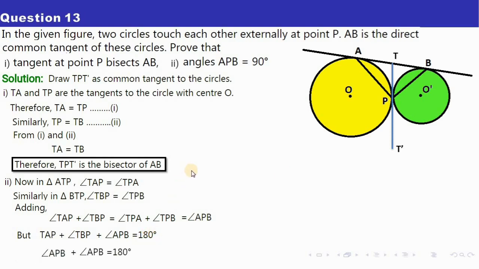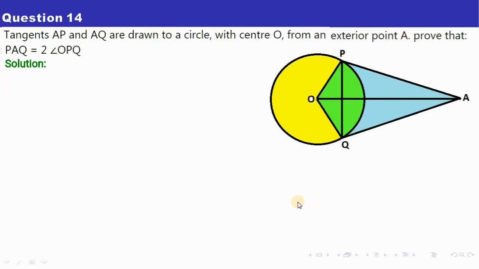Now we already know that TAP plus TBP is equal to how much? It is equal to APB. So instead of this, I am writing APB. So APB plus APB is how much? It is twice APB. So 2 times APB is 180. That means angle APB will be 180 by 2, that is 90 degrees. So that's what we needed to show here. Alright, so you may pause the video to note down. Okay, let's move on to the next question.